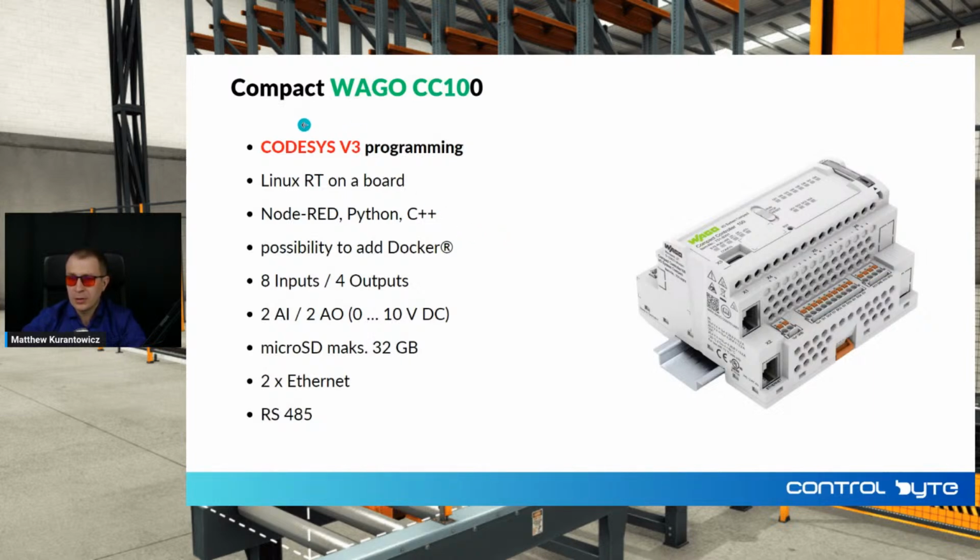Here I have more details about the WAGO CC100. This is a compact unit. You can program that in CODESYS, but on the board you have Linux RT. That's why you can also install Node-RED on that board. You can program even in Python and C++. What's more, you can add Docker, if you know what I mean. So you have a possibility to program in languages dedicated for PLCs and also in Python, C++. We have 8 inputs and 4 digital outputs. We can also connect analog signals. We have an SD slot here, 2 Ethernet ports and an RS port.